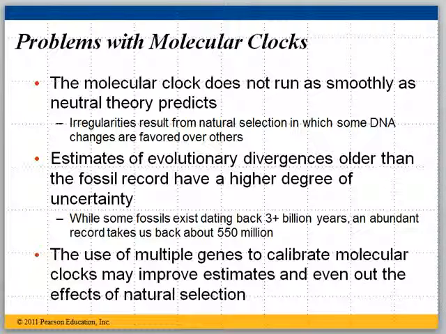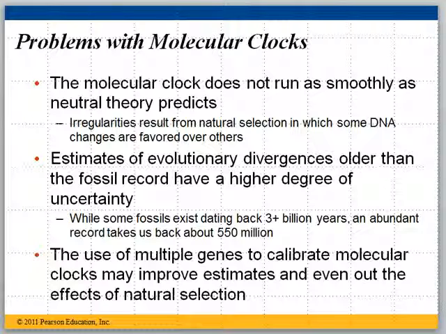We have fossils dating back to over 3 billion years ago, but those are very rare. Most of the abundance of fossils we have takes us back only about 550 million years. So once you go beyond 550 million years, you have fewer outside resources to calibrate your molecular clock with.